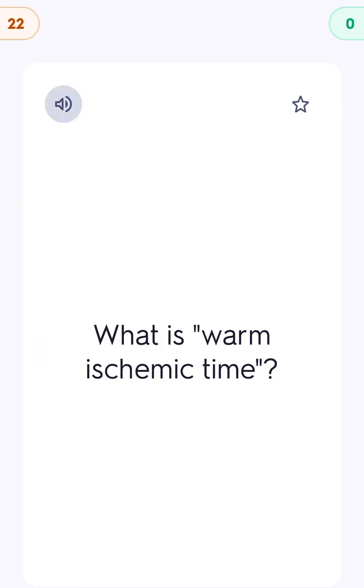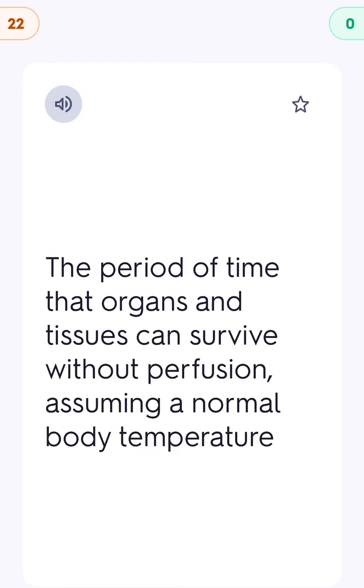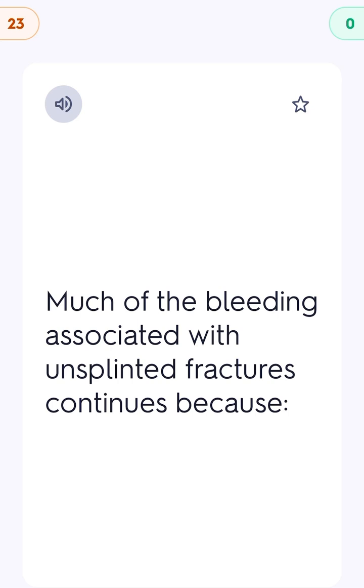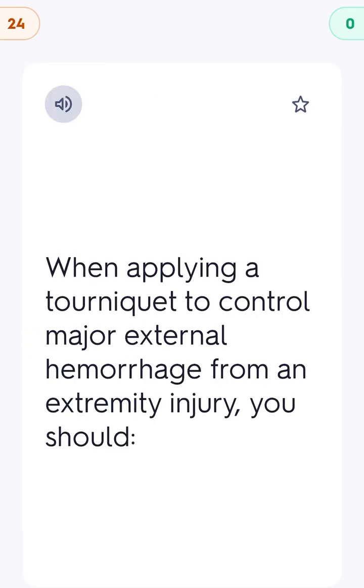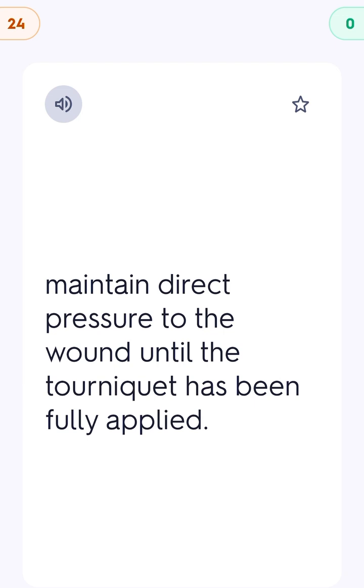What is warm ischemic time? The period of time that organs and tissues can survive without perfusion, assuming a normal body temperature. Much of the bleeding associated with unsplinted fractures continues because bone ends will continue to move and destroy partially formed clots. When applying a tourniquet to control major external hemorrhage from an extremity injury, you should maintain direct pressure to the wound until the tourniquet has been fully applied.